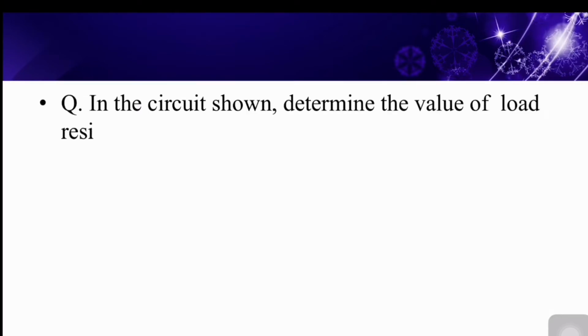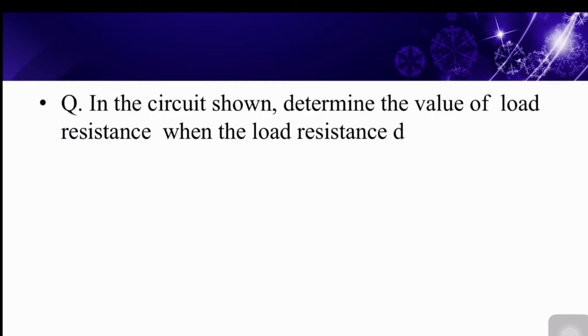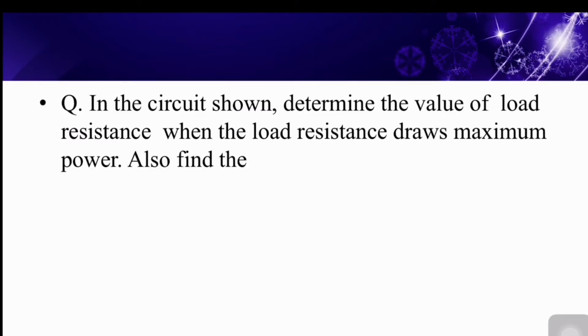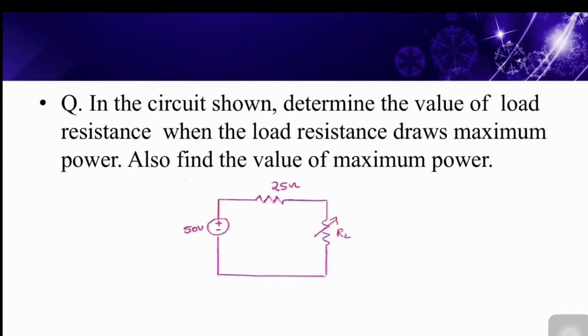In the circuit shown, determine the value of load resistance when the load resistance draws maximum power. Also find the value of maximum power. You can see the circuit here. A 50 volt source is series connected with a resistor 25 ohm. RL is the load resistor. So this is our source network and this is our load resistor. Our task is to calculate value of this load resistor so that source network delivers maximum power to load and also the value of that maximum power.